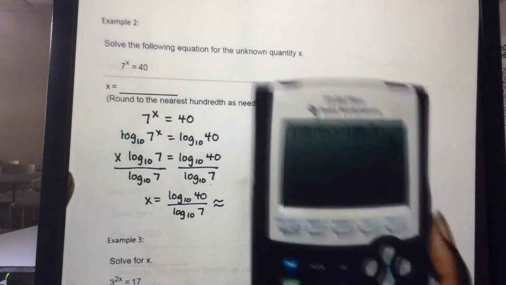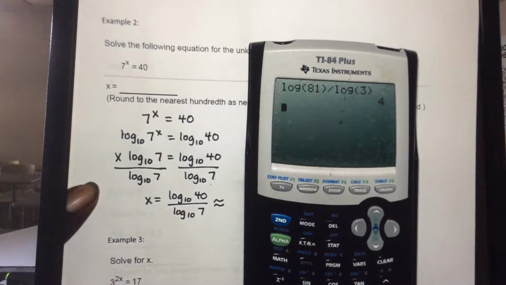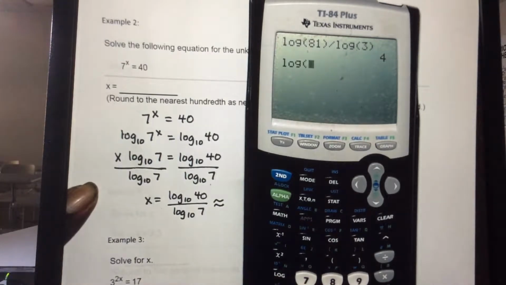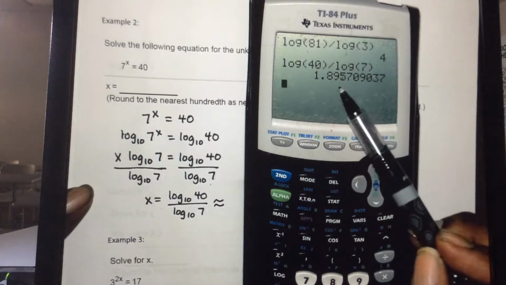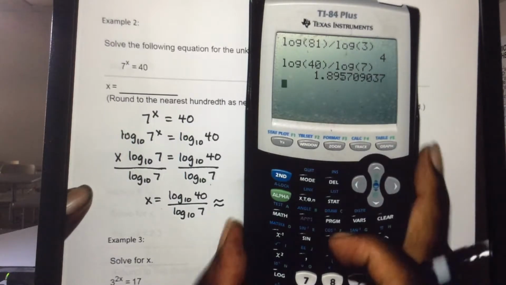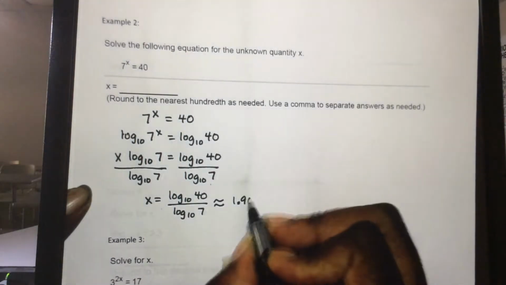Now here we're going to round to 2 decimal places, which is to the nearest hundredth. So in this case, we're going to press the log key and then type in the number 40, close parentheses, divided by, press the log key, and then 7, close parentheses, and then hit enter. Now to the nearest hundredth, or to 2 decimal places, this 89 will round up to 90, so it'll be 1.90. So x is approximately 1.90.